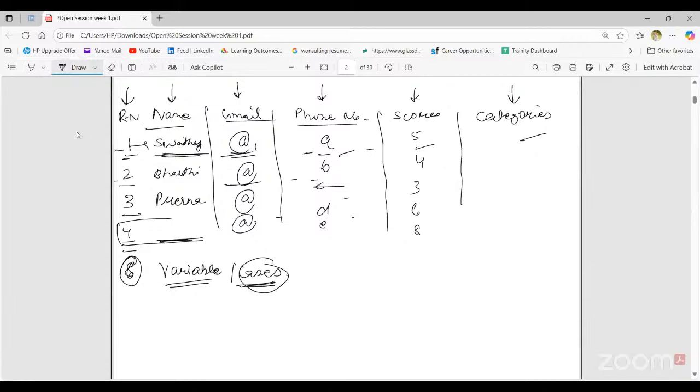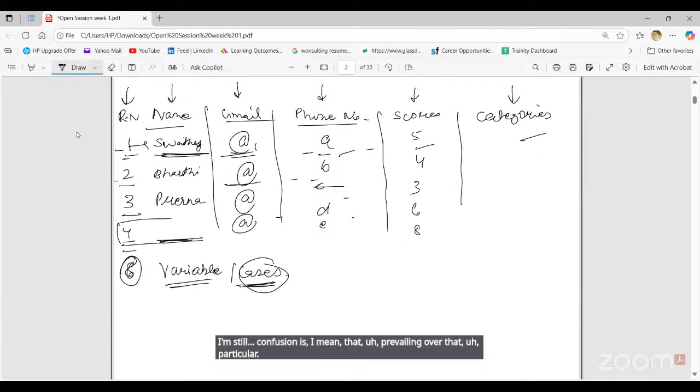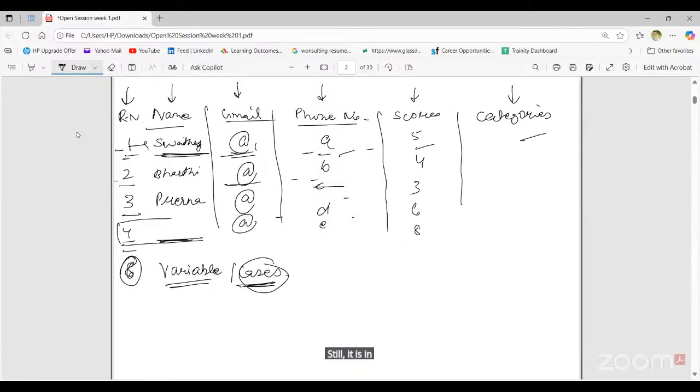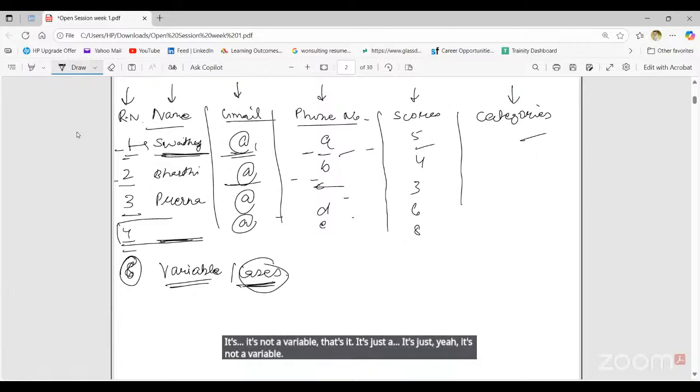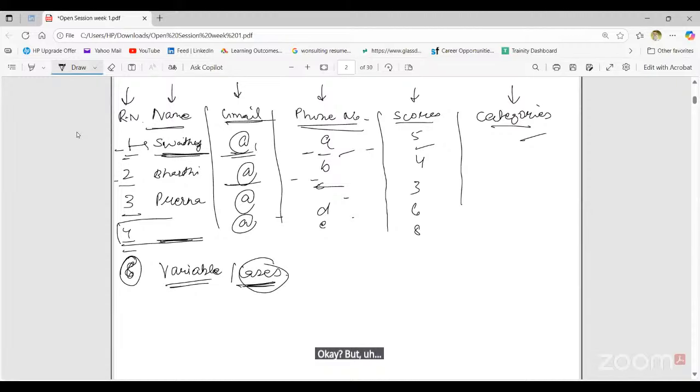Still the confusion is about that particular column which is not varying, whether it is conclusively non-variable or a variable. It's not a variable. That's it. The city is not a variable. So you will be having roll number as a variable, Gmail as a variable, phone number, scores, and categories as variables, and the city will not be a variable because it's not varying. Okay, but I think it's not a variable, but I'll just search on it.